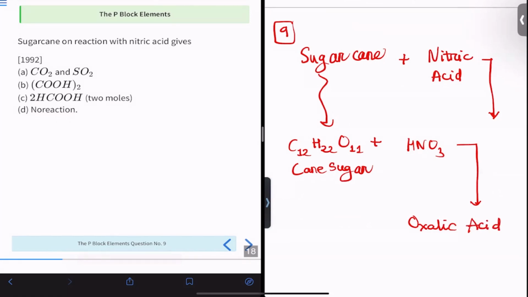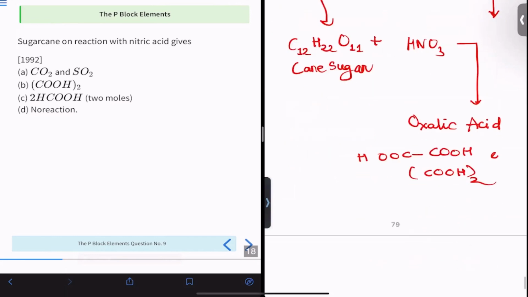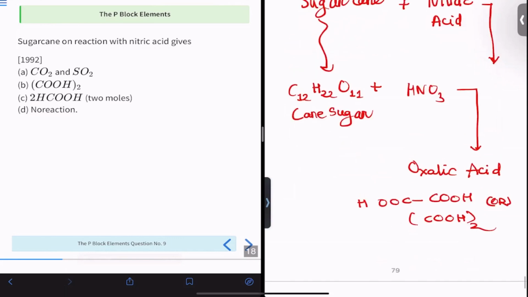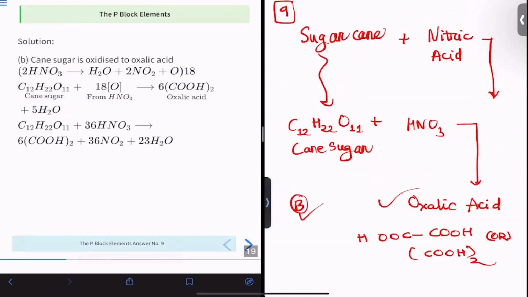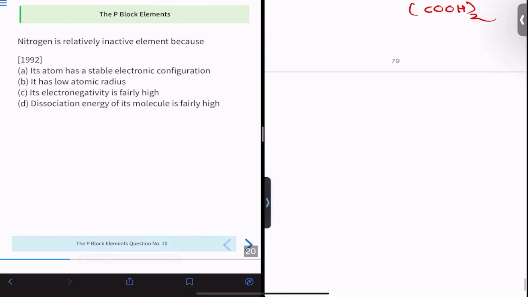And what is the formula for oxalic acid? COOH, COOH, or it can also be written as (COOH)2. So it always gives rise to oxalic acid. So in which option is oxalic acid given? Option number B, oxalic acid. Okay, guys, with this, I'll move to question number 10.